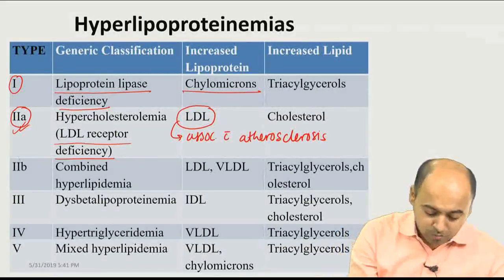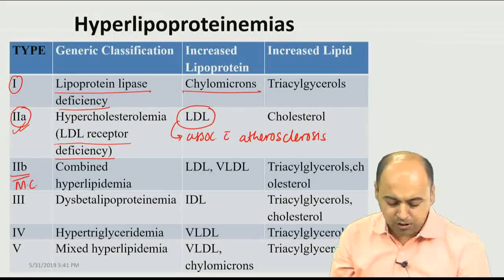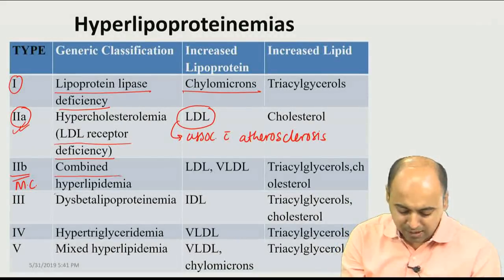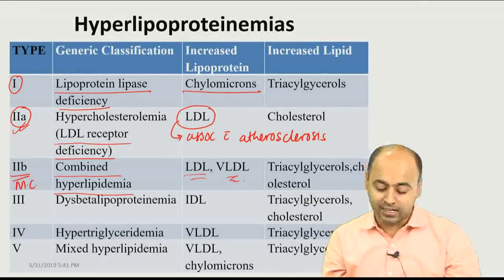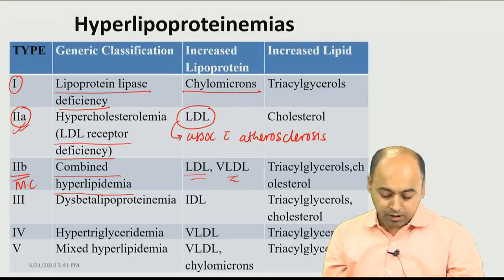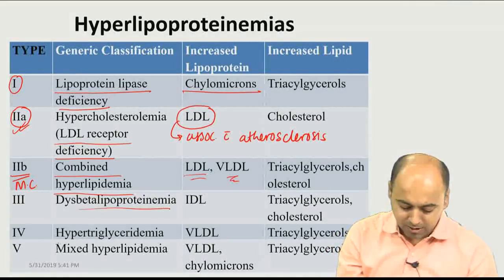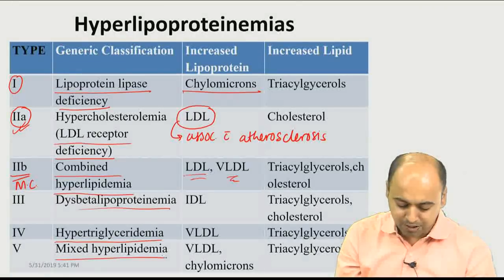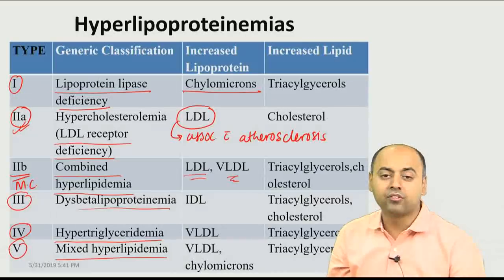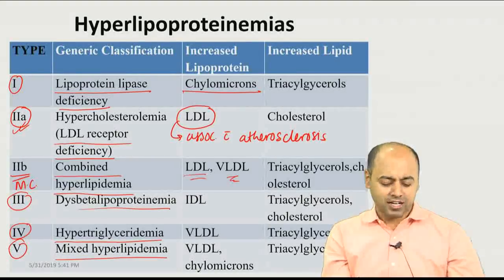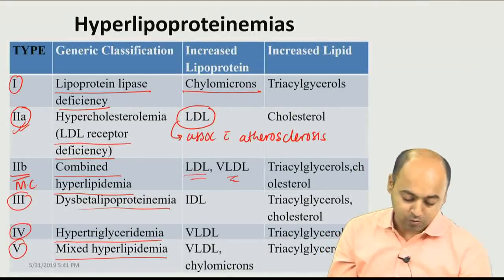However, most common is type 2B, which is the combined hyperlipidemia, where both LDL and VLDL are elevated. In addition, we have some other types, the dysbetalipoproteinemia, the hypertriglyceridemia, and the mixed hyperlipidemia, known as type 3, 4, and 5 respectively. They are comparatively less frequently asked. Mostly you will get the questions on type 1, type 2A, and type 2B.